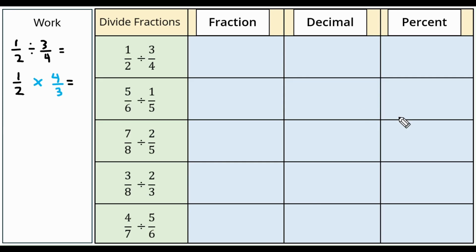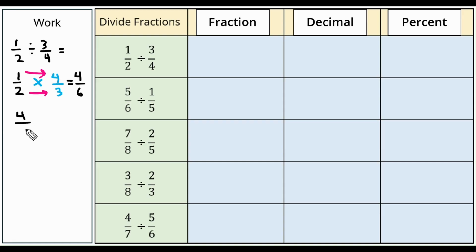We just multiply straight across. So we'll do that again. Multiply straight across. And what's 1 times 4? Of course it's 4. What's 2 times 3? 2 times 3 is 6, right? So we got that. So this gives us 4/6. Now, are we going to leave it as 4/6, or do we want to simplify? We should always simplify a fraction if we can.